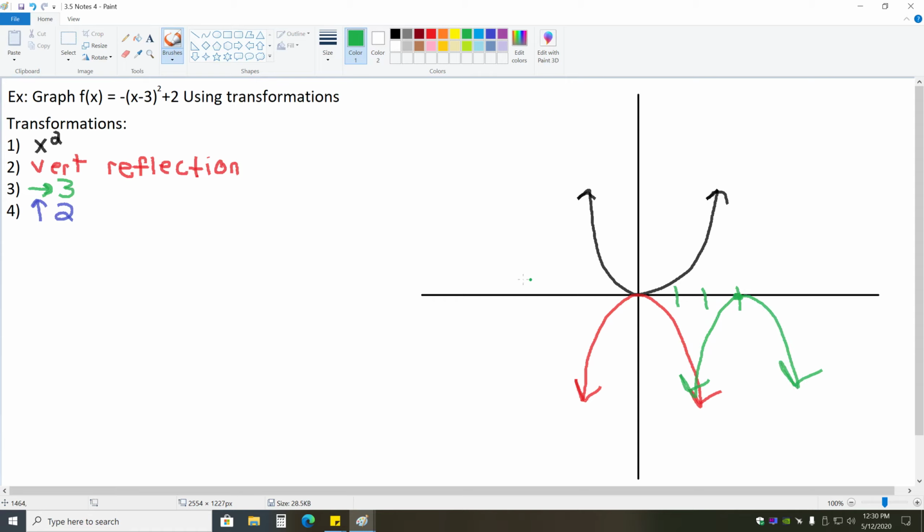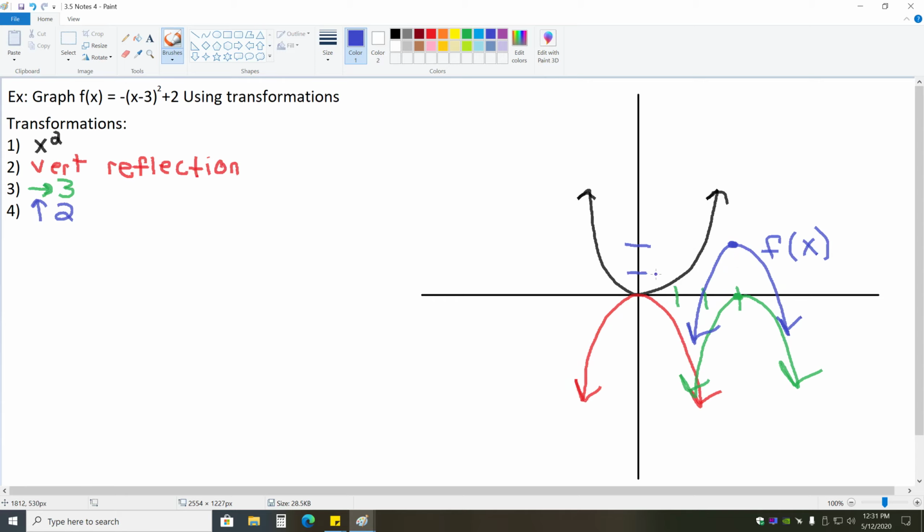And finally, we shift up 2. So we'll go up 1, 2. We'll take that last point that we had, redraw it, and then redraw that same U shape we had before. And this graph in blue or purple is the final graph. This is what the function looks like. This is f of x equals negative times the quantity of x minus 3 squared plus 2. All of these are just the steps to prove that this is the final graph.